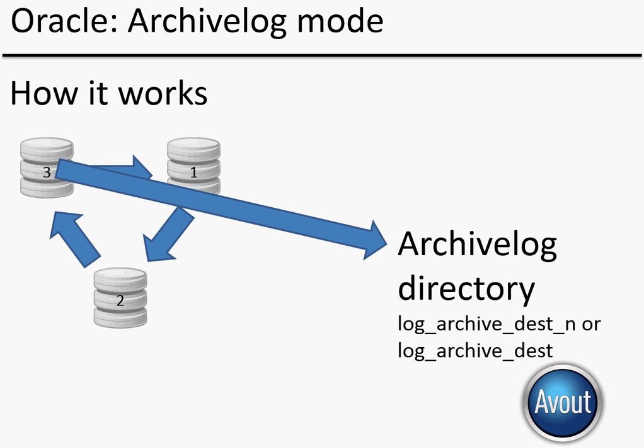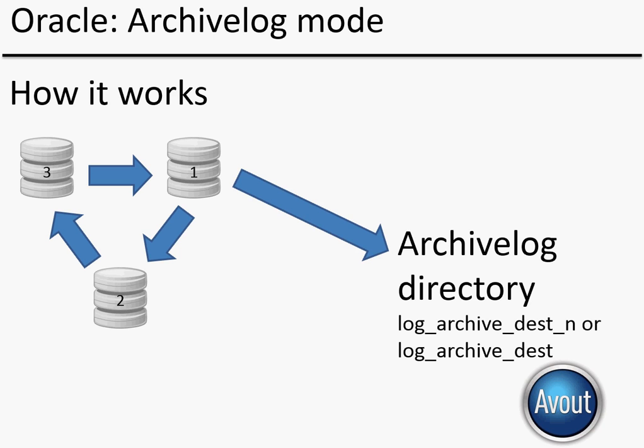Transactions get written to log file 3. Once it fills up, that file gets written over to the archive log directory when the switch occurs from log file to log file. Then as 1 fills up again, another copy is written to the archive log directory. So this happens over and over again throughout the transaction processing of your database.